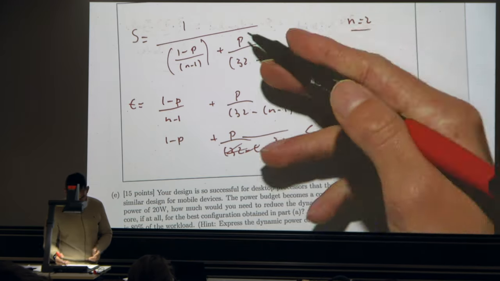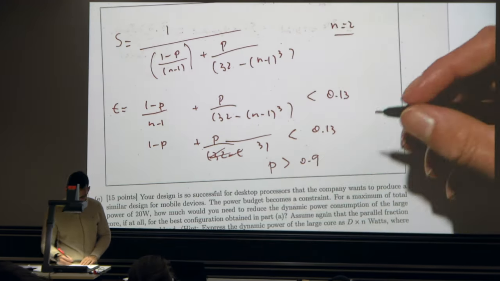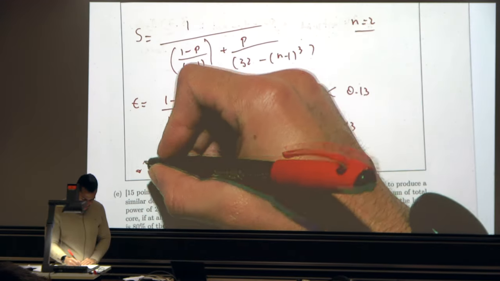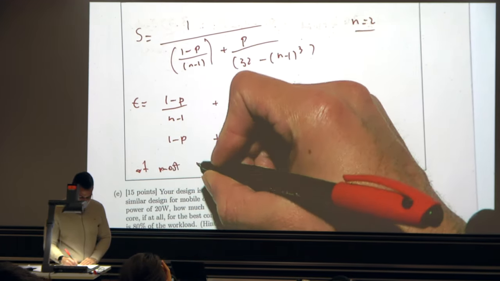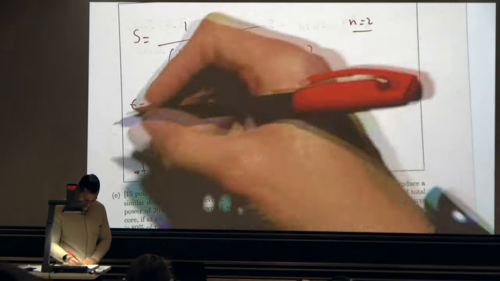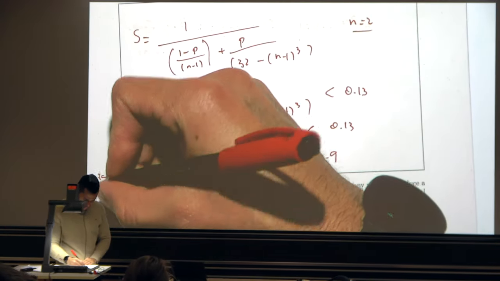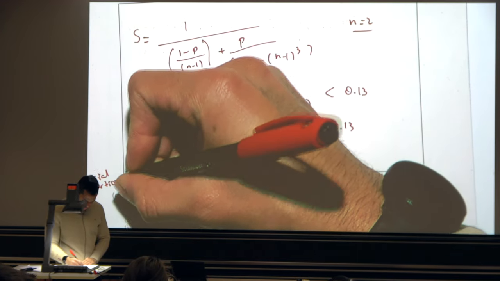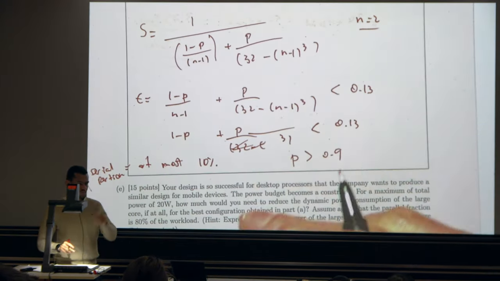So Barry is asking about the serial portion. The serial portion can be at most 10%, right? It is 1 minus 0.9. Any question?